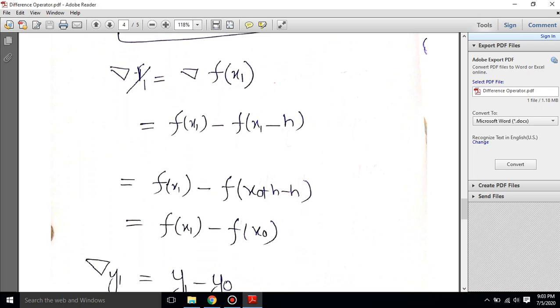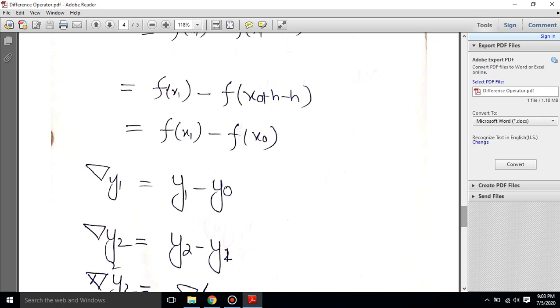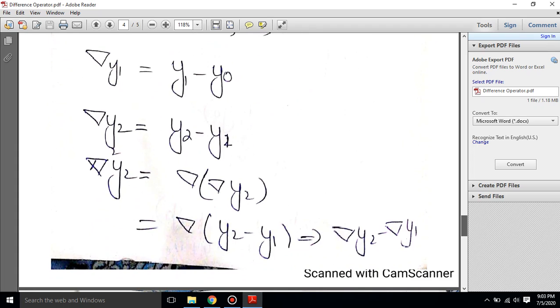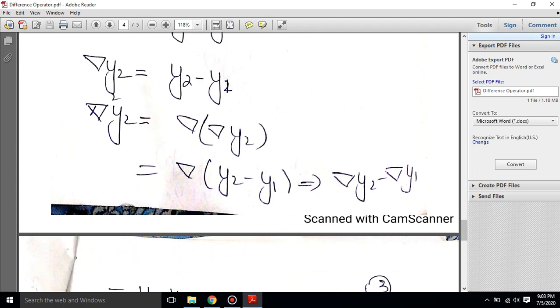So here you see that when we apply this backward difference operator on the y1 value, it will give you y1 minus y naught. When it is applied on y2, it will give you y2 minus y1, and so on. One more thing I want to show you: when we apply it twice, as a square, to the y2 value, it will give you a value like this, and it will be written like this, and then finally it will have this.